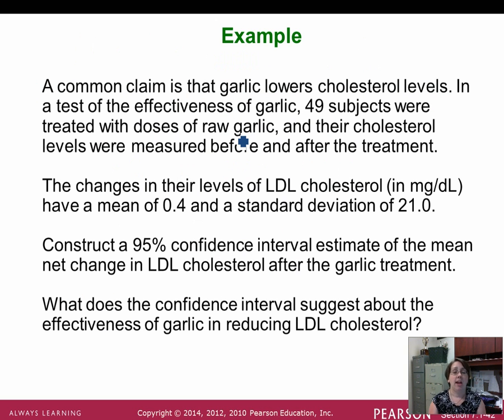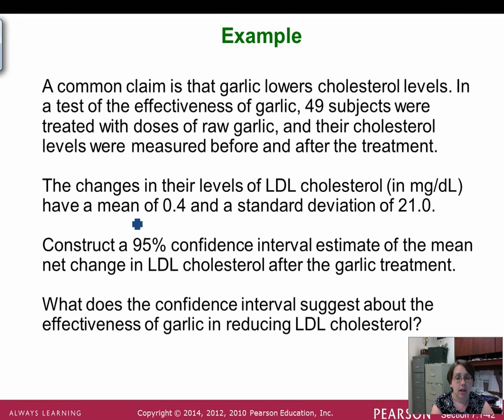Okay? Now, let's see if we can get into an example. A common claim is that garlic lowers cholesterol levels. In a test of the effectiveness of garlic, 49 subjects were treated with doses of raw garlic, and their cholesterol levels were measured before and after the treatment. So they want to see the effect of garlic on the cholesterol levels. The changes in their levels of LDL cholesterol have a mean of 0.4 and a standard deviation of 21.0. Construct a, well, let's go ahead and write those down.